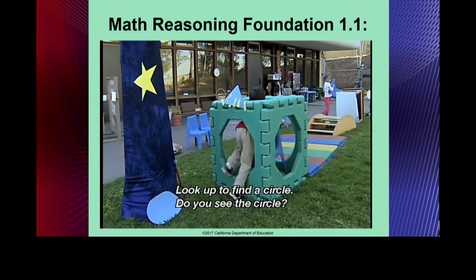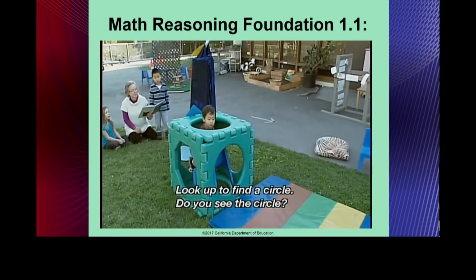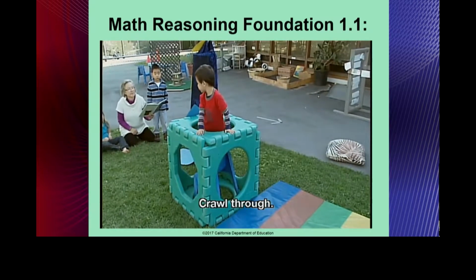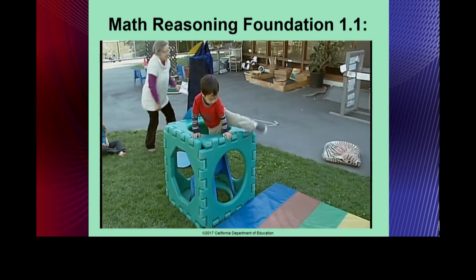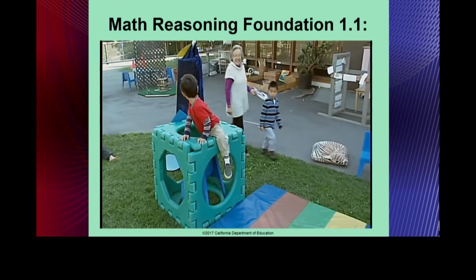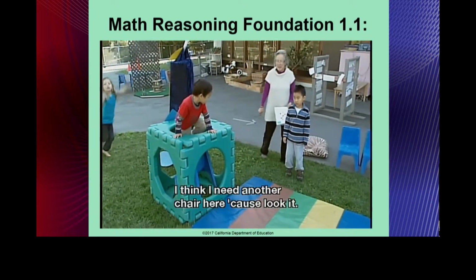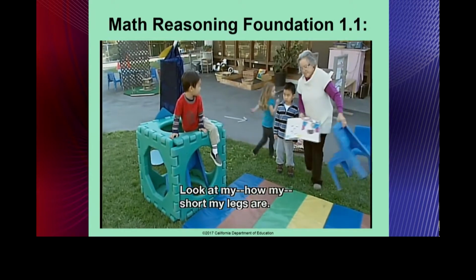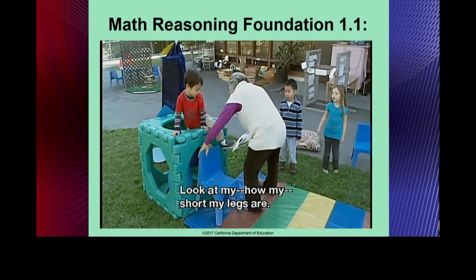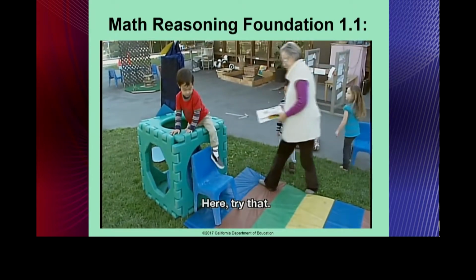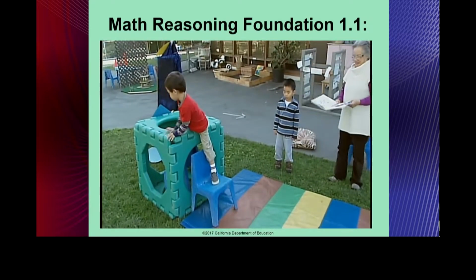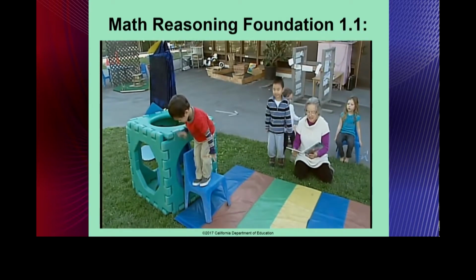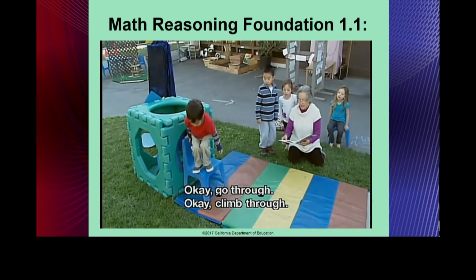Look up to find a circle. Do you see the circle? Crawl through. I think I needed another chair here because look at how short my legs are. Can I be... Yeah. Try that. Can I be next after Ted? Okay, go through. Okay, climb through.